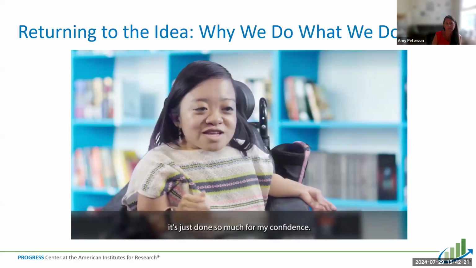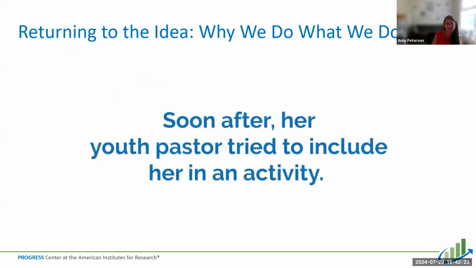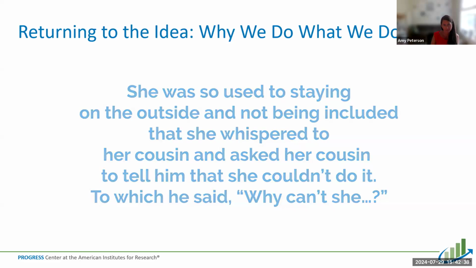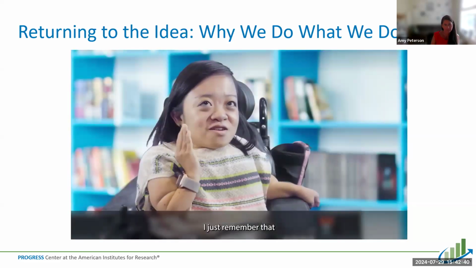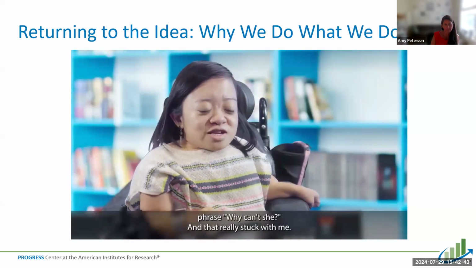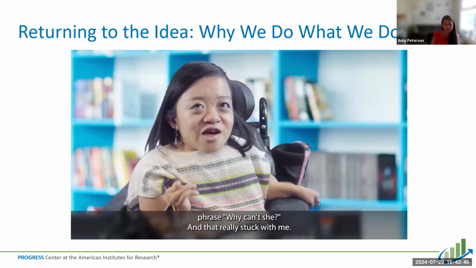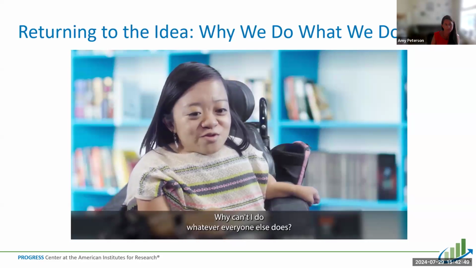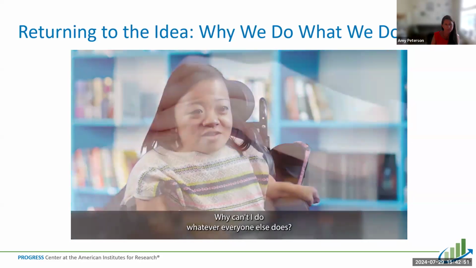Soon after, her youth pastor tried to include her in an activity. She was so used to staying on the outside and not being included that she whispered to her cousin and asked her cousin to tell him that she couldn't do it. To which he said, "Why can't she?" I just remember that phrase, "Why can't she?" And that really stuck with me, like, why can't I do this? Why can't I do whatever everyone else does?